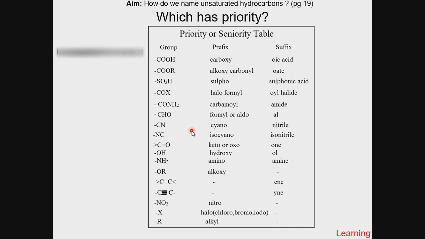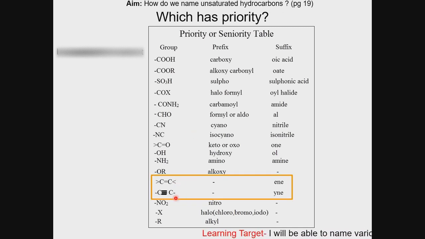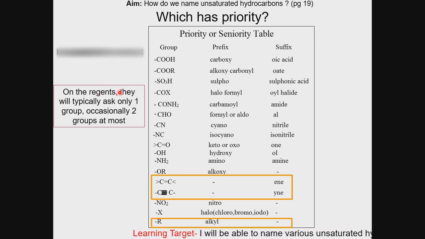So here's the table of priority. This is in the last page of your packet. Double and triple bonds have a higher priority than alkyl groups like methyl group or ethyl group. On the Regents, they would typically ask only one group, occasionally two groups at most.